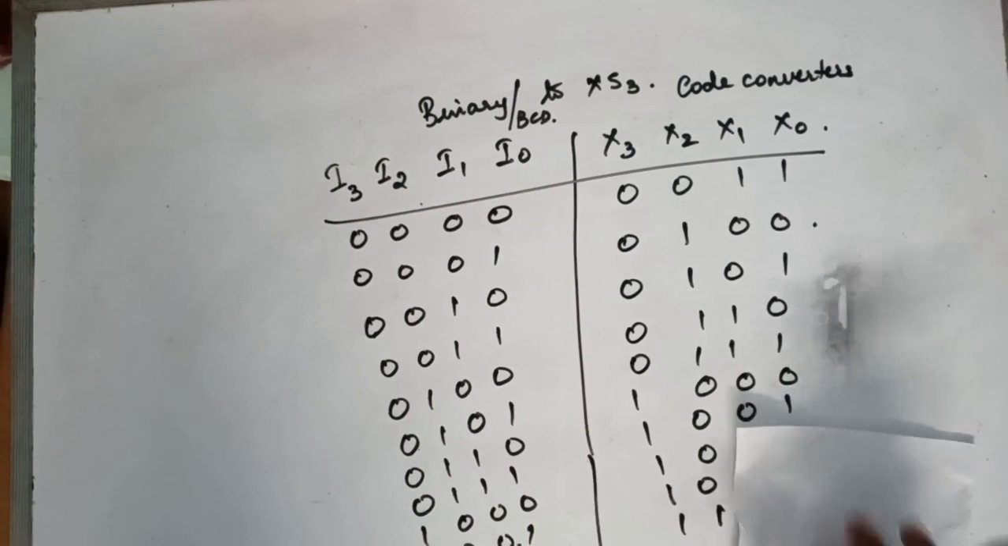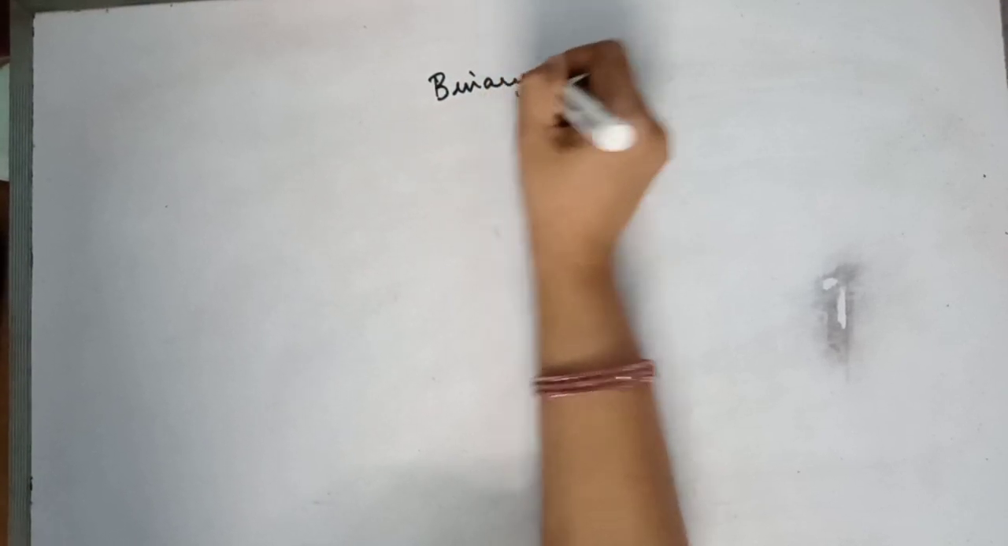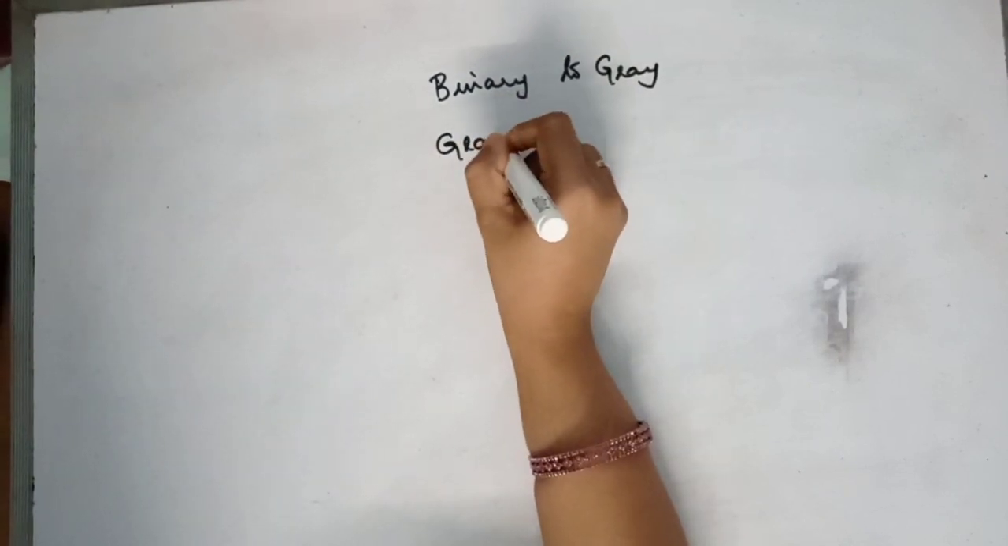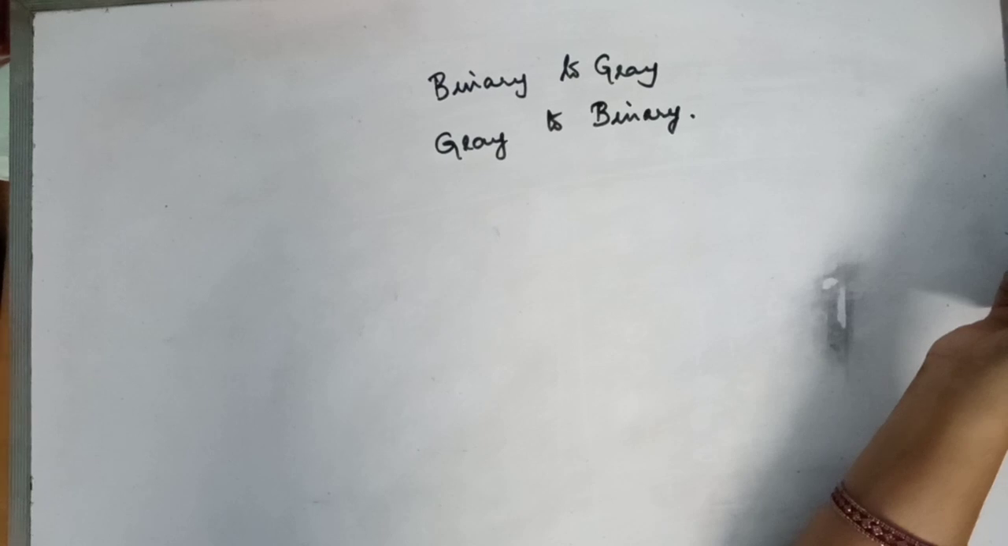Okay. You can do binary to gray or gray to binary. Both are code converters, 4 bits each. Yes. So that is the difference between encoder, decoder and code converters.